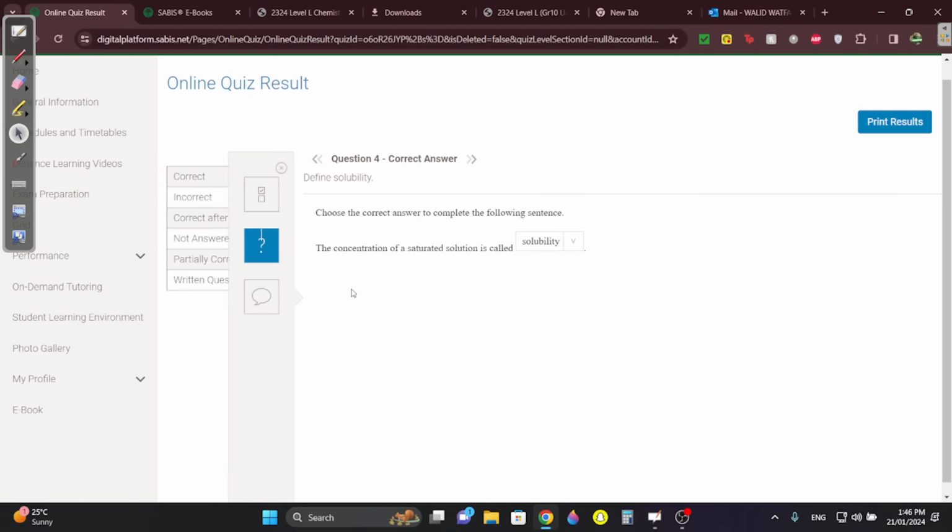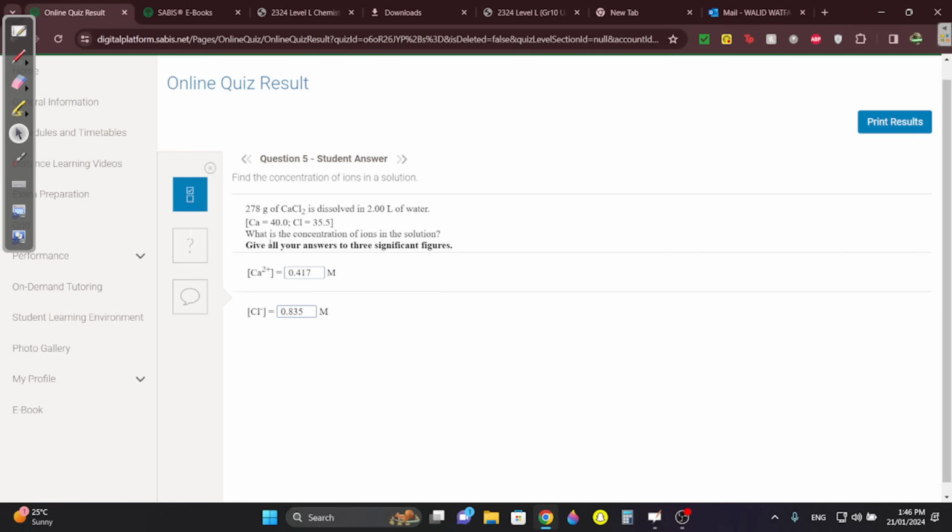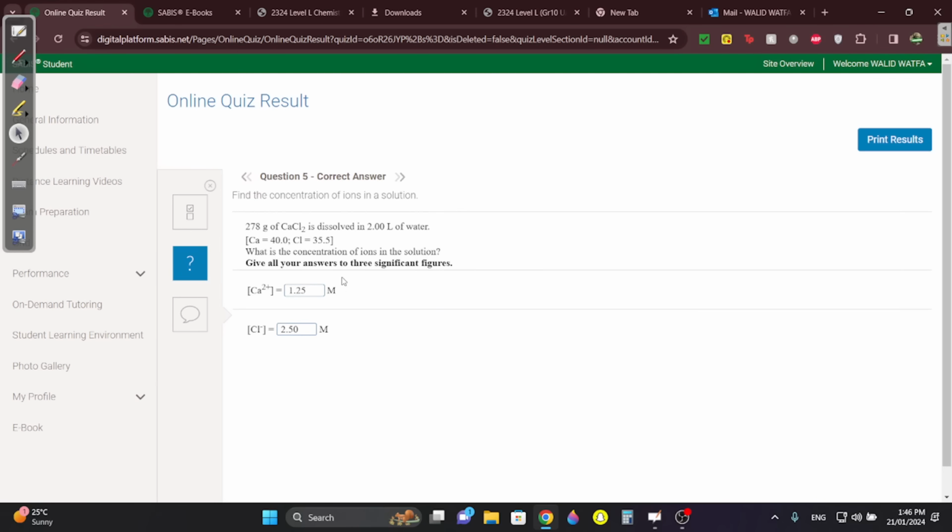What's the concentration of a saturated solution? It is solubility. This one I think it came in the AMS. Question five. 278 grams of CaCl2 is dissolved in 2 liters of water. What is the concentration of ions? Again, concentration of ions, we don't have it, okay, because it's in 6.8.